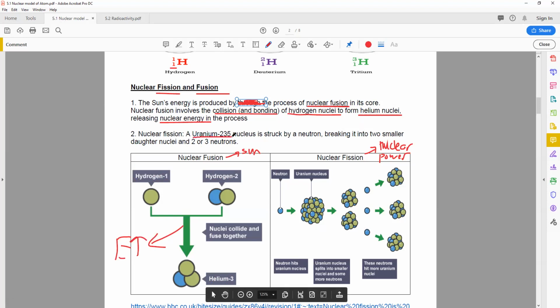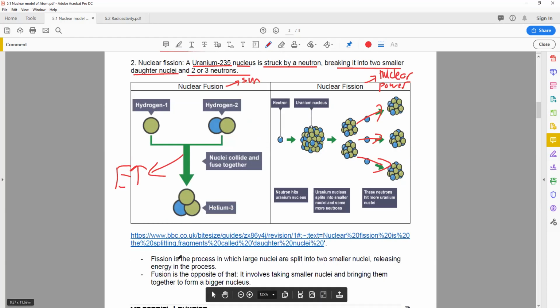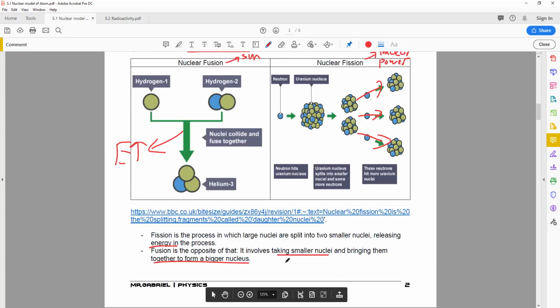Okay, nuclear fission is the exact opposite. A uranium-235 nucleus is struck by a neutron, breaking it into two smaller daughter nuclei and 2 to 3 neutrons, which will once again take part in the chain reaction. And then this whole thing is just going to go on and on. So nuclear fission is the process in which a large nucleus is split into 2 smaller nuclei, releasing energy in the process. Fusion is the opposite of that. It involves taking two smaller nuclei and bringing them together to form a bigger nucleus. Okay.